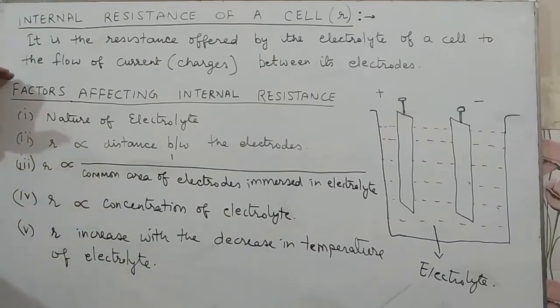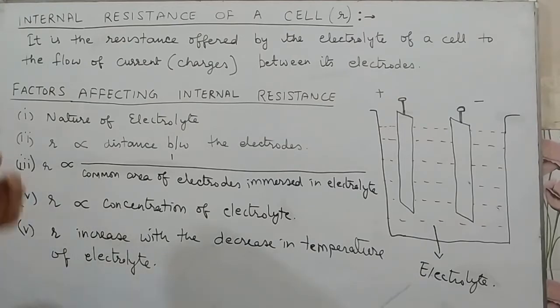Now we'll discuss the factors affecting the internal resistance of a cell. First factor, that is the nature of the electrolyte. It depends upon each electrolyte. It can be less or it can be more depending upon the type of electrolyte you are using. Number two, small r, the internal resistance, is directly proportional to the distance between the electrodes. More the distance between the electrodes, more the internal resistance.